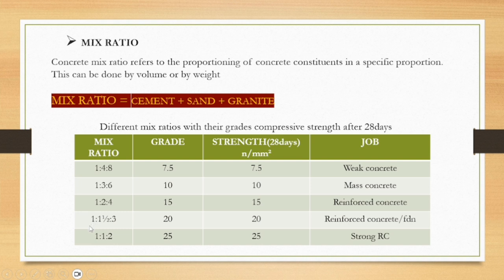So we also have 1:1.5:3, which is grade 20. We also have 1:1:2 and many more. You can have 1:0.75:1.5. You can have 1:0.5:1, depending on how strong you want your concrete to be. Now, the reason why I'm sharing this idea of mix ratio is because we need to know our mix ratio before we can do the quantification for the amount of sand, granite, and cement we need for our work.